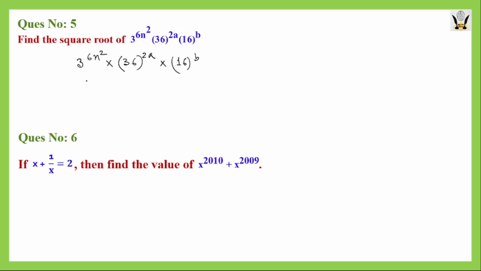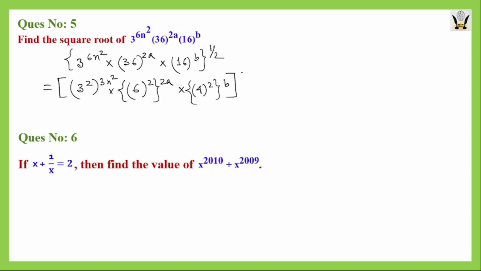So let's write that. Now if we represent as square value of each term, so here 3 to the power 6 can be represented as 3 square and then 3n square, right? So it will be 3 to the 6 and then n square. And then 36 we know is 6 square, so it will be 6 square and then to the power 2a, and then we have 16 to the power b. So 16 can be represented as 4 square, and then to the power b, and we need to find the square root of this whole expression.